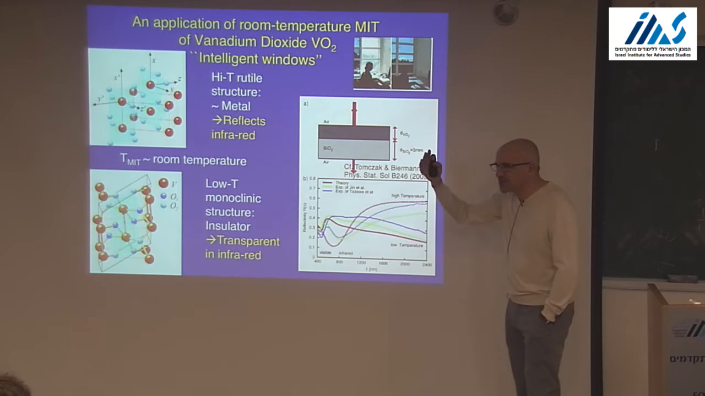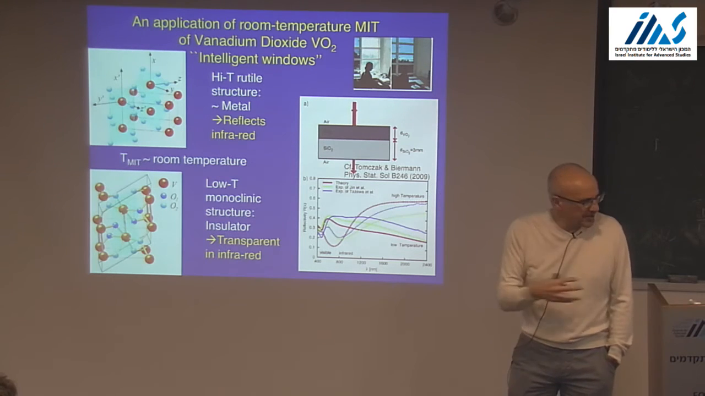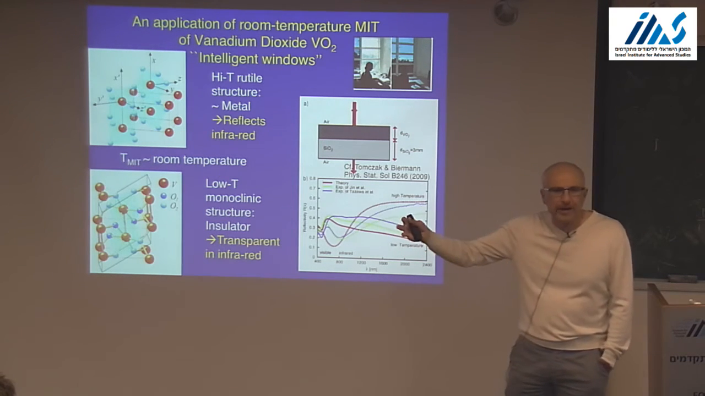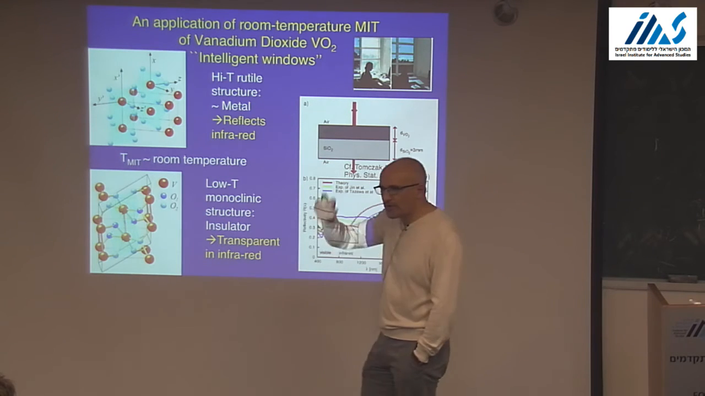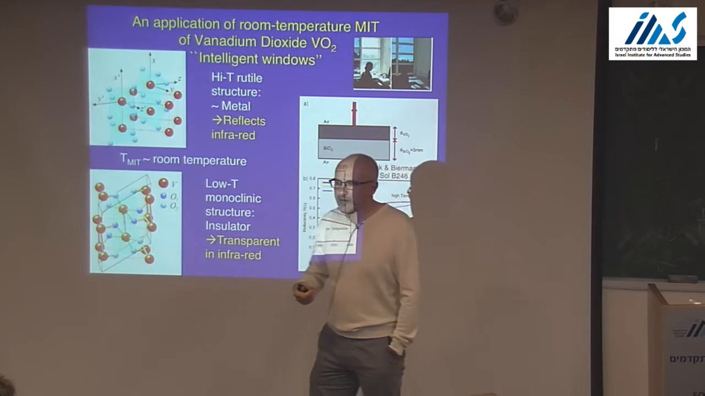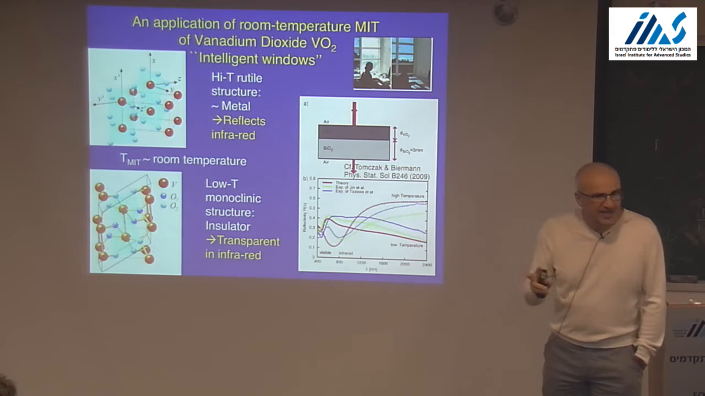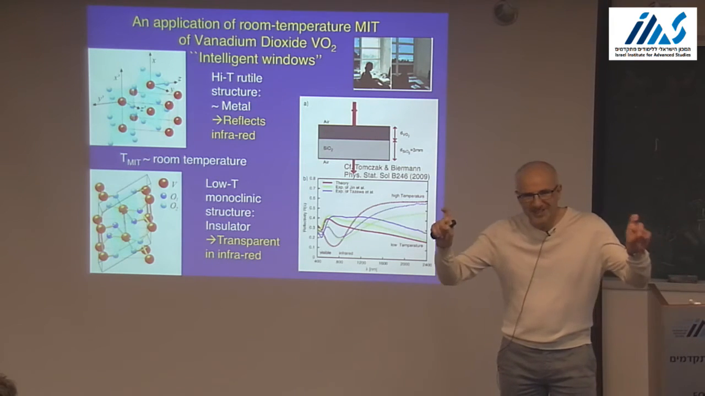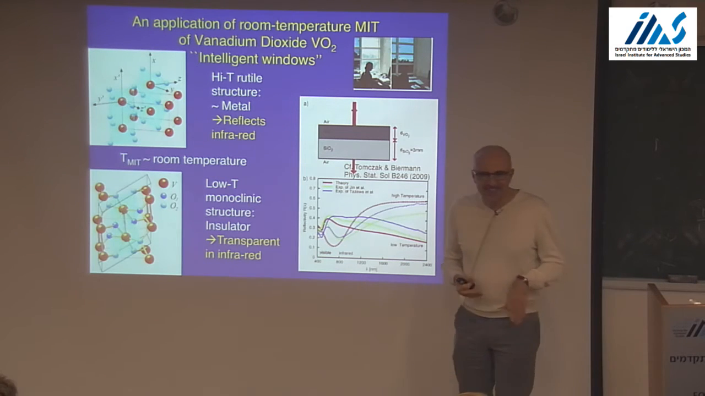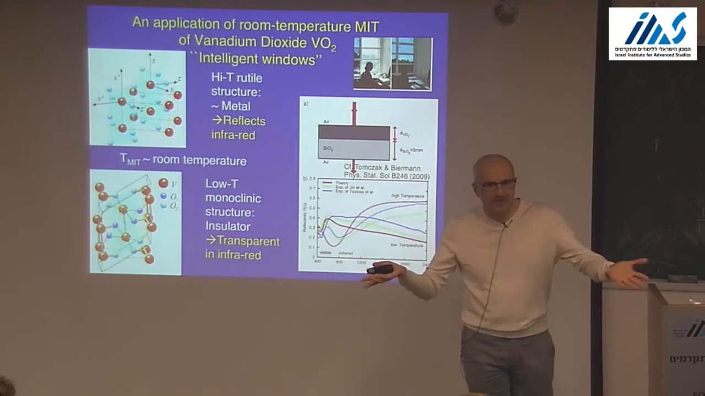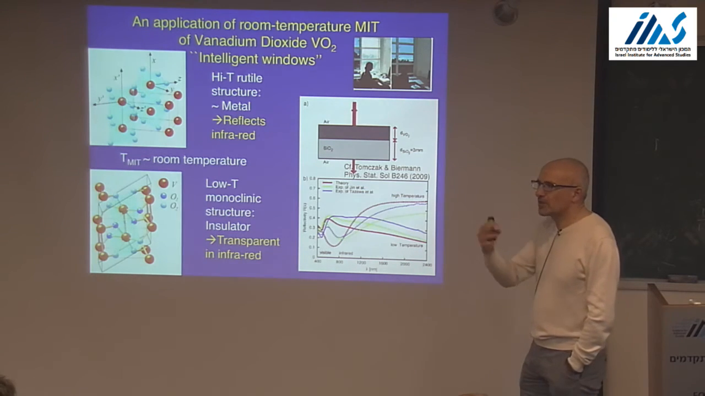You can have at high temperature a metallic state that reflects infrared, and at low temperature an insulating state that lets infrared come into your room. And if you can coat your window with a thin enough layer so that it's transparent, and tune the metal insulator transition to be around 20 Celsius, then you have what people call an intelligent window. Well, it's not so intelligent, it just switches between two states: it reflects infrared when it's hot outside and lets it in when it's cold outside.